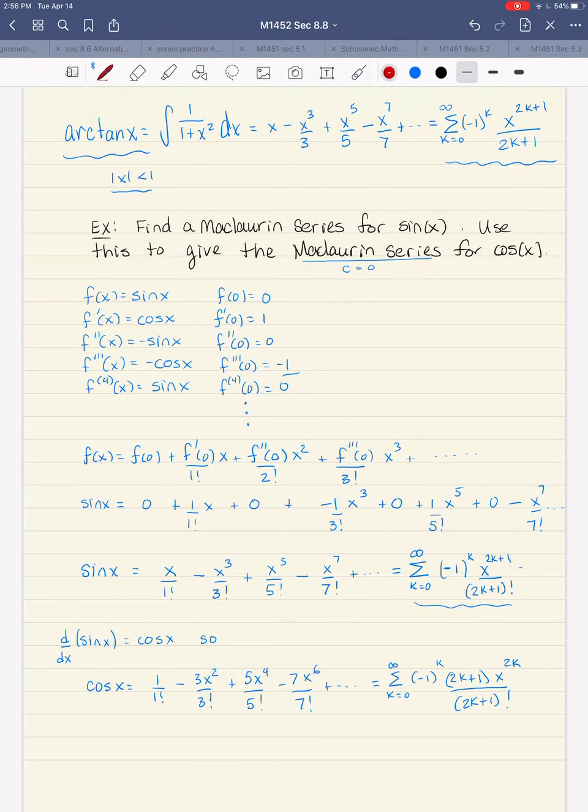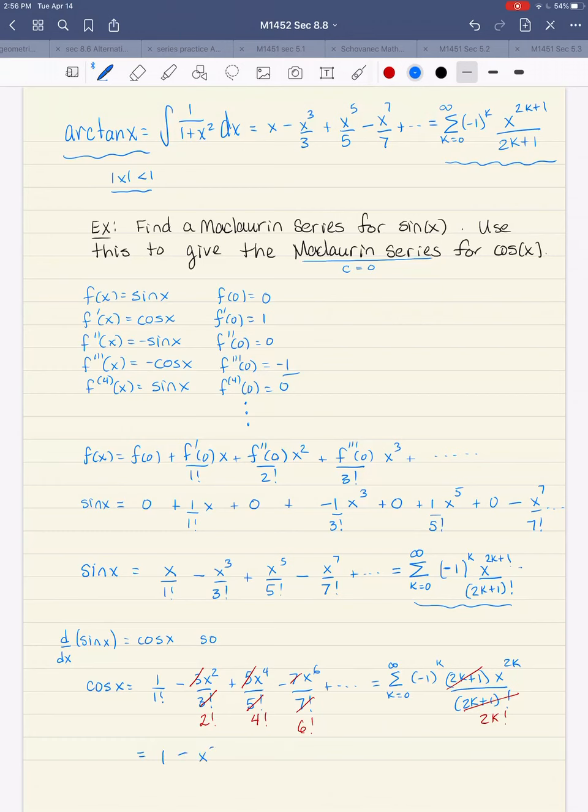Now again, we can cancel. 3 factorial is 3 times 2 times 1. So that 3 cancels here and just leaves me 2 times 1. 5 factorial is 5 times 4 factorial. So that cancels and leaves me a 4 factorial. That cancels and leaves me a 6 factorial. This cancels and leaves me a 2k factorial.